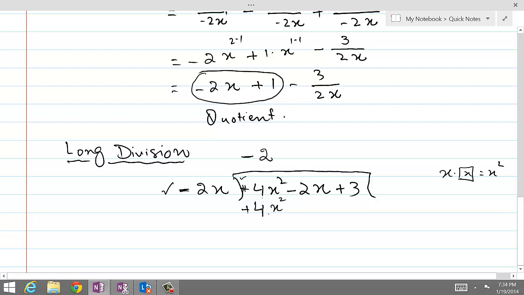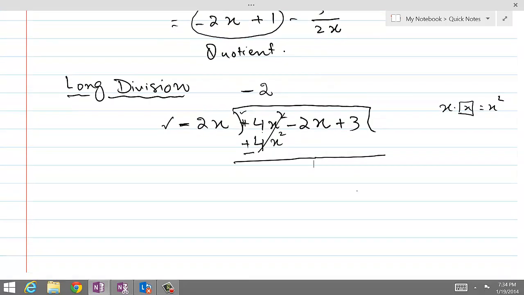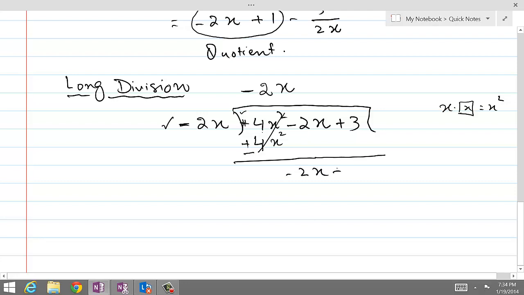We needed this term here exactly, and now we subtract, and for subtraction we know that we are going to change the sign and then cross it over and take down whatever is remainder, and we didn't write x here. And now bring down this minus 2x plus 3.